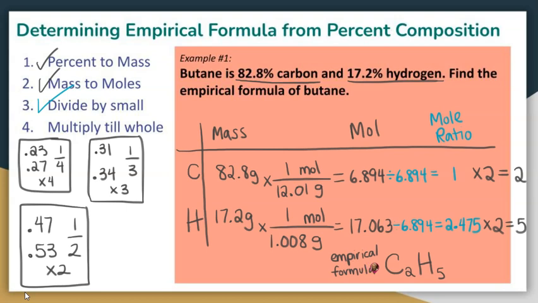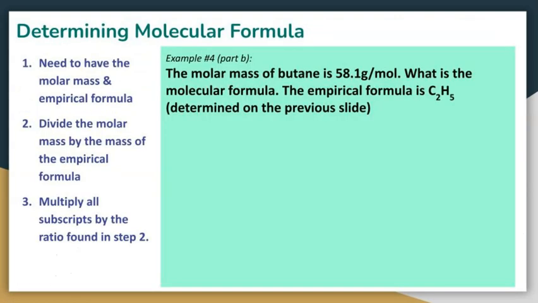It's always important to label these because we do have a big difference between an empirical formula and a molecular formula. Now, last but not least, we want to convert our empirical formula to the actual molecular formula for our compound. To do this, we need to know the molar mass of the compound itself. So that piece of information is given here. It says the molar mass of butane is actually 58.1 grams per mole. What is the molecular formula? And it's giving us a reminder that we already figured out the empirical formula is C2H5.